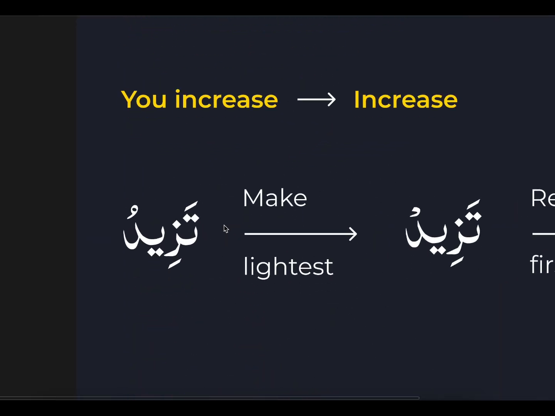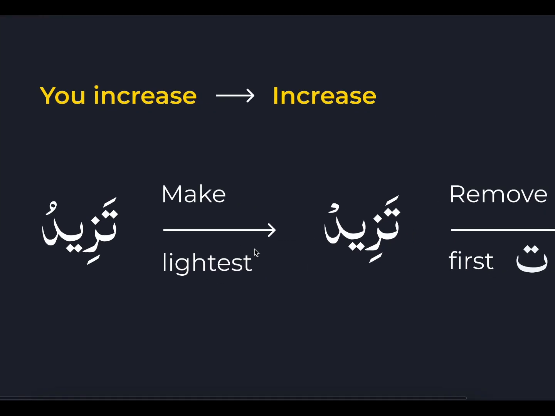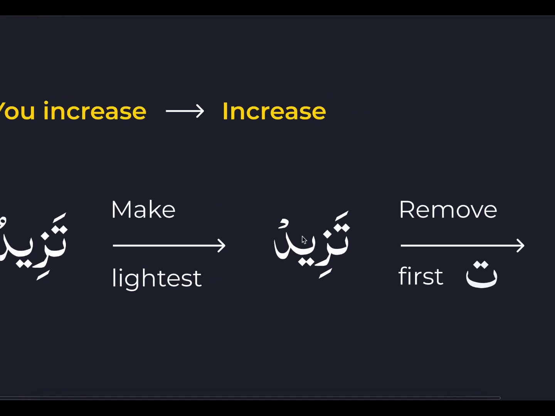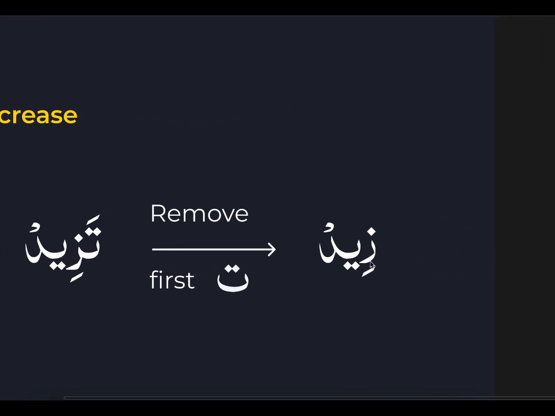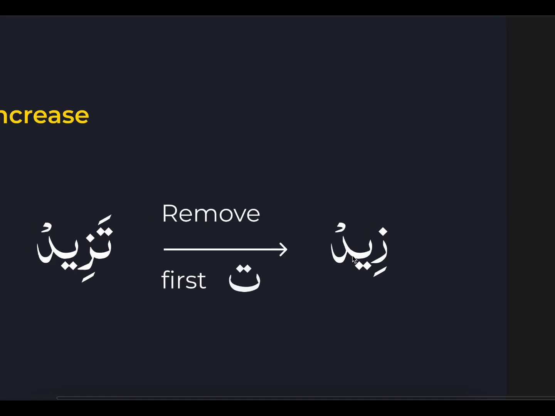Let's see this example. Tazidu means you increase. Anta tazidu, you increase. What is the first rule? I need to make it lightest. Tazidu, light version is tazida. Lightest version is tazid. We made it lightest. It became tazid. The second rule is you have to get rid of ta. We get rid of ta, then it becomes zid. Is it readable? Yes, it is readable. So zid is your command. It means increase. Command, increase.